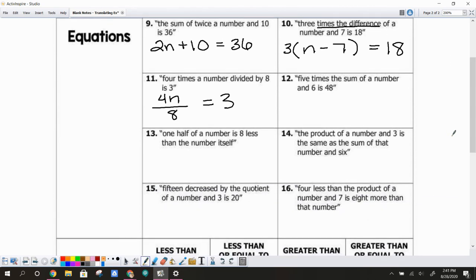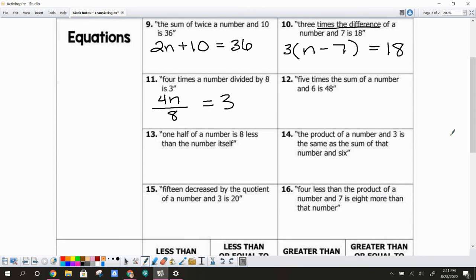Okay, for 12, we have 5 times the sum of a number and 6 is 48. So we have times the sum, so that again is telling me that there's going to be parentheses here. So 5 times the sum means addition, okay, of something, we're just going to focus on that for now, is 48. So I know it equals 48. So the part on the inside here is the sum of a number and 6. So I have a number, and then I have 6.